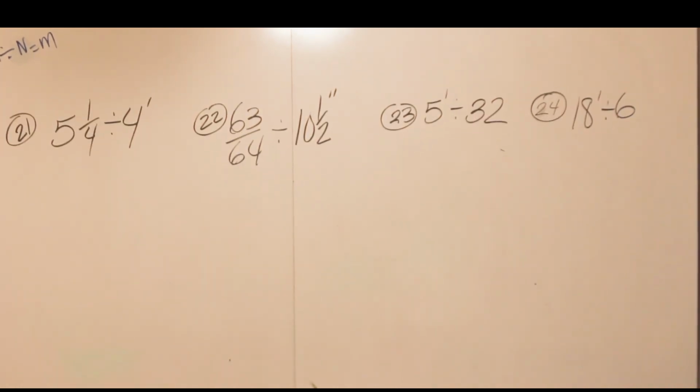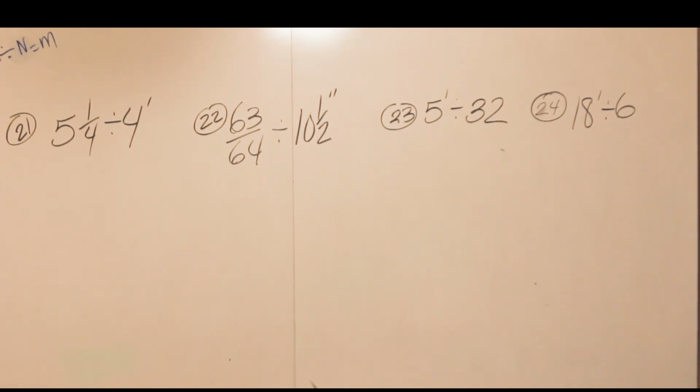So, next problem, we got number 21. We are still dealing with measurements divided by numbers, or a number divided by a measurement. Again, it's going to equal a measurement. So we have 5 1/4 divided by 4 feet. What do we need to do with that 5 1/4? Because there's a fraction on one side, we have to do what with the other side? We have to turn the mixed number into a fraction.